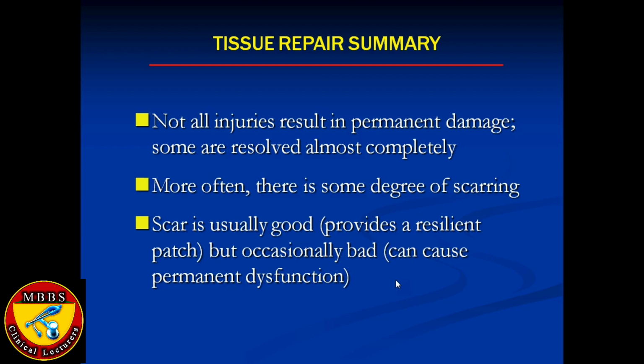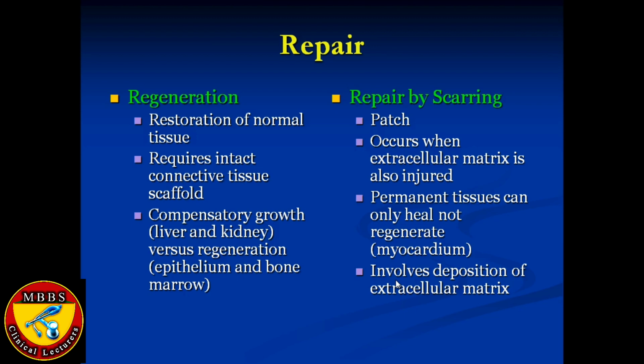So we can say that not all injuries result in a permanent damage. Some are resolved almost completely. This is regeneration. More often, there is some degree of scarring, and the scar is usually good, but occasionally, in certain conditions, it may be a source of permanent dysfunction. For example, in a large myocardial infarct, if there is a large scar, it may cause certain complications. But mostly, it is a good thing because it is patching up the damaged area and providing some sort of functional support and structural support.